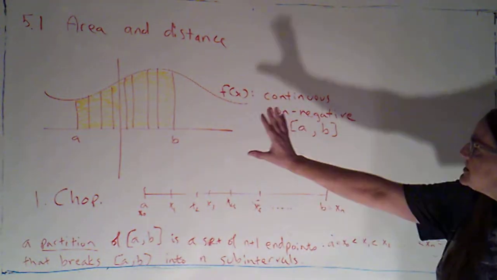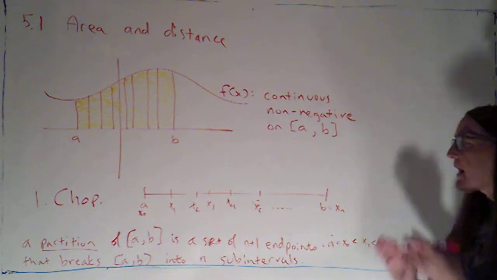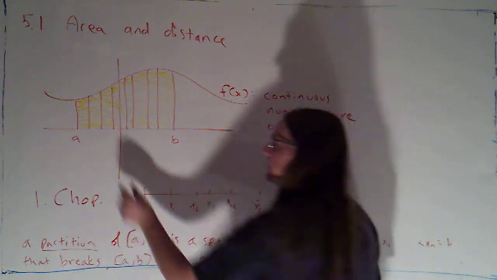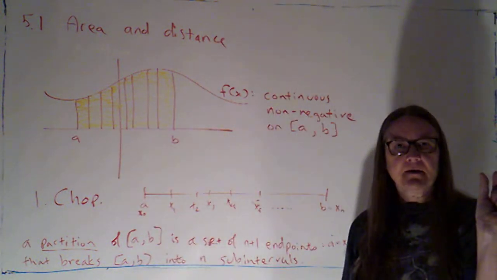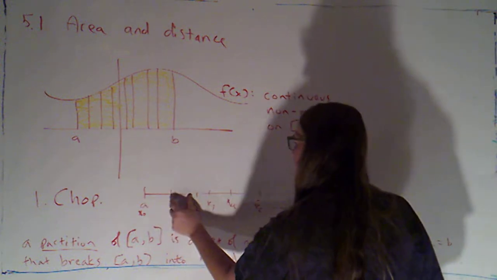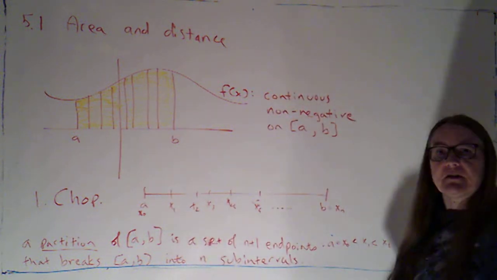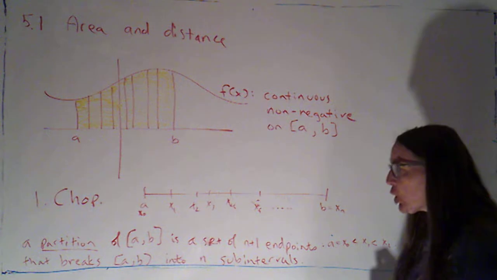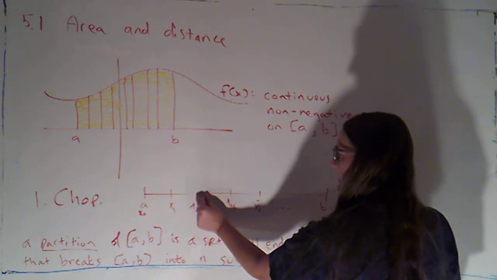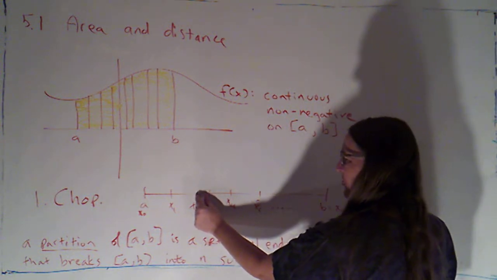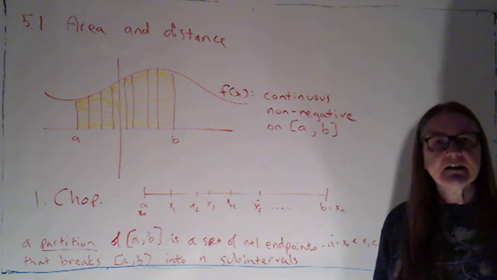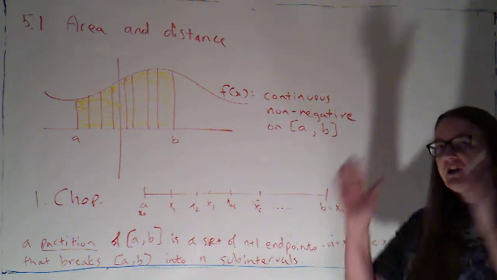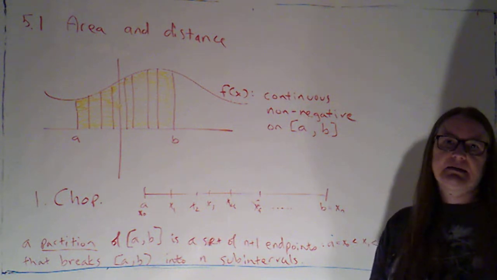Now, there's nothing to say that I have to make it so that all of these little strips of area have the same width. In other words, the lengths of these subintervals don't all have to be the same. In fact, I purposely drew it so that this one is a little bit shorter than the ones on either side of it, because that's totally legal. The point of the partition is to chop this up into sub-pieces.